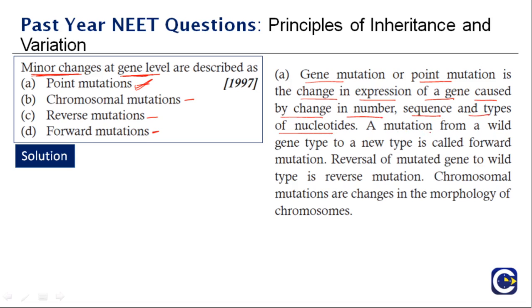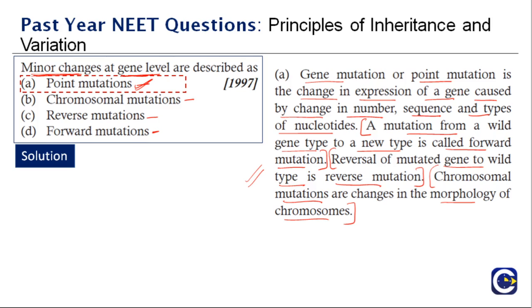A mutation from a wild gene type to a new gene type is called forward mutation. What is reverse mutation? Reversal of a mutated gene to wild type. Again the wild type comes back. This is called reverse mutation. And chromosomal mutations are changes in the morphology of chromosomes. So again it is important that you know about all these kinds of mutations. So the minor changes are point mutations.